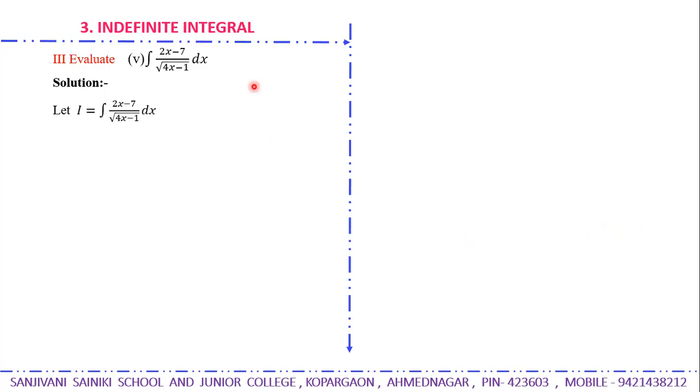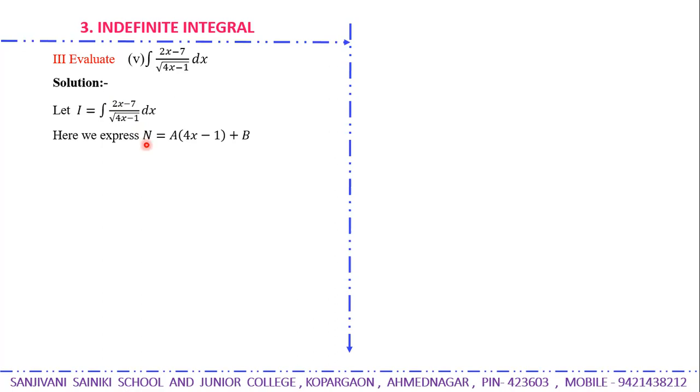So now the next example, integral of 2x minus 7 upon root 4x minus 1. Again, we have to write this numerator, 2x minus 7, using 4x minus 1. Now I am telling you how you are going to convert the numerator using the denominator. Just stay on.